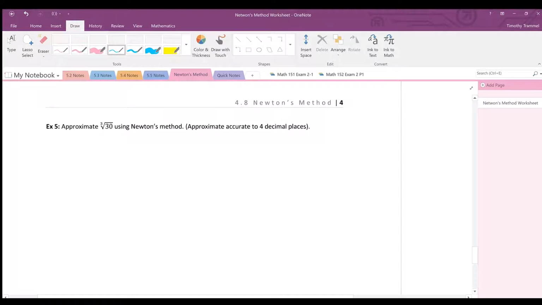We have one more example here. Approximate the cube root of 30 using Newton's method, accurate to 4 decimal places. Okay. So the first thing we need here is some function set equal to 0, right? This is what we need when we're using Newton's method.